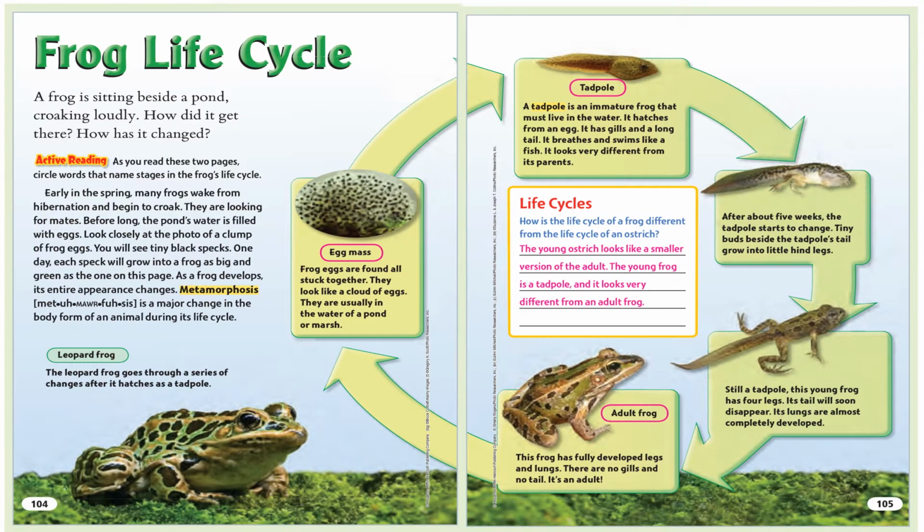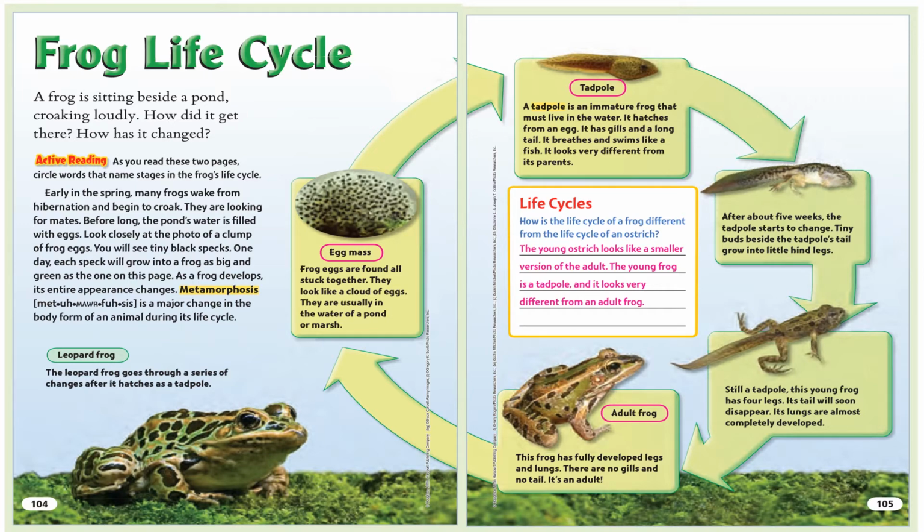Now let's talk about the frog life cycle. Early in the spring, many frogs wake from hibernation and begin to croak. They are looking for mates. Look at this frog. This is a leopard frog. It goes through a series of changes after it hatches as a tadpole. These changes are called metamorphosis. Metamorphosis is a major change in the body form of an animal during its life cycle.